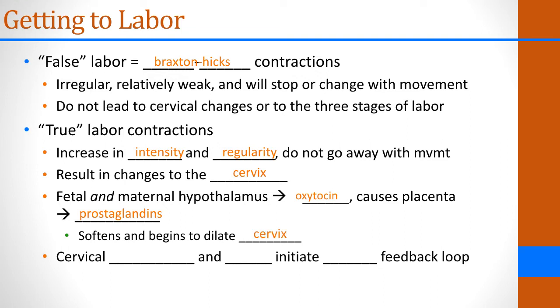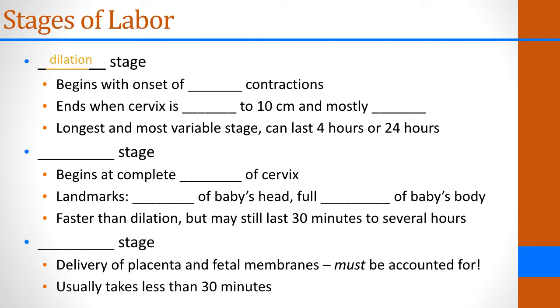The cervix will soften and begin to dilate. In addition, cervical stretching and dilation will initiate that positive feedback loop. So once labor contractions have begun, the positive feedback will ensure that they will continue until delivery has been completed. So the stages of labor have traditionally been divided into 3 stages: dilation stage, expulsion stage, and the placental stage.